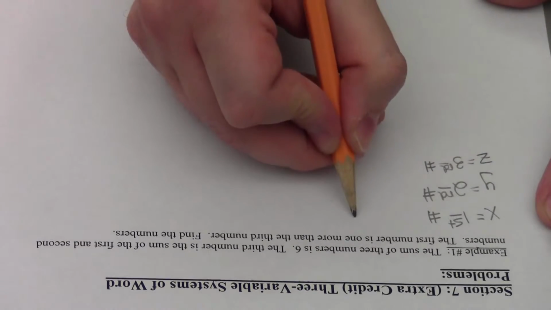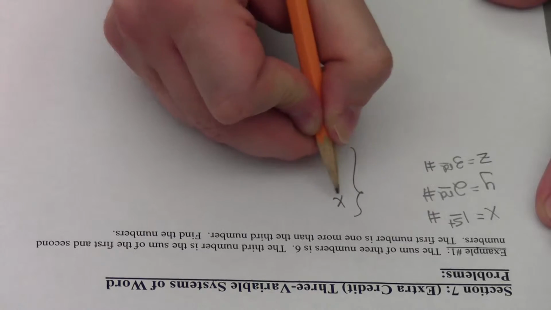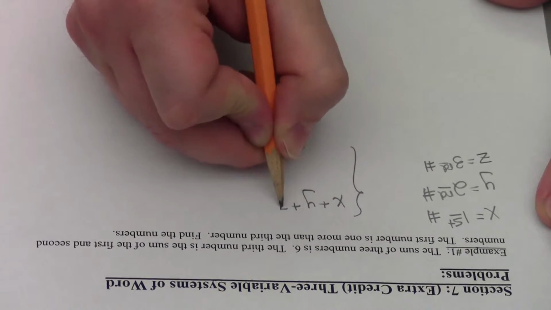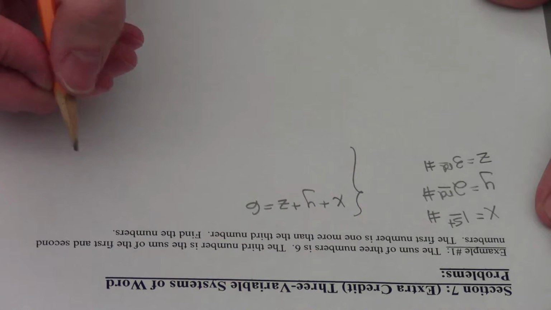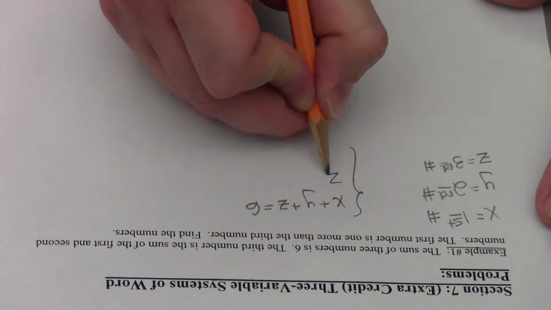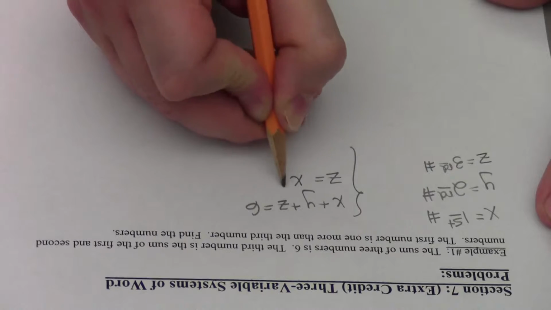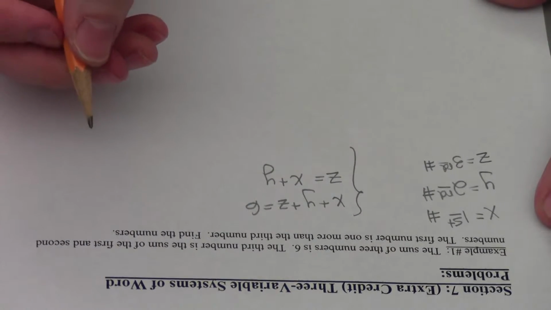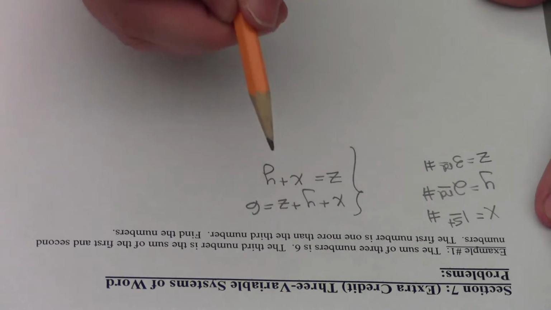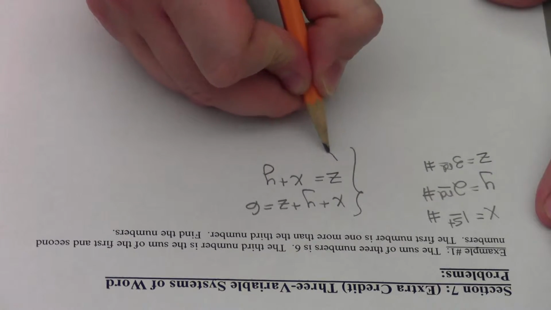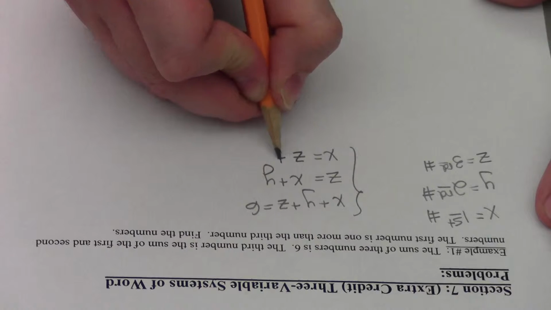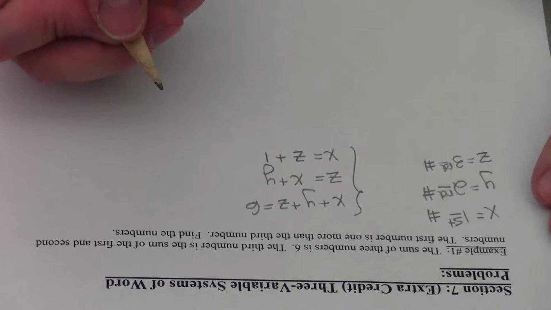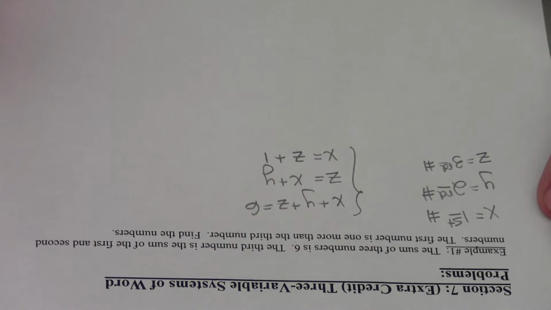The sum of my three numbers is 6, so my first equation is just x plus y plus z equals 6. The third number is the sum of the first and second numbers, so that third number, z, equals the sum of the first and second. And finally, we're told that the first number is one more than the third number. So the first number, x, equals one more than the third number, which is z, so x equals z plus 1.